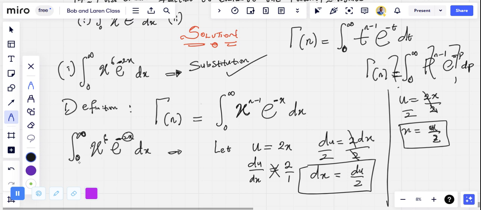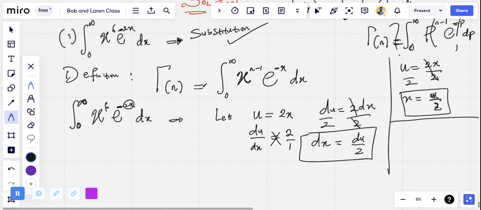So now I need to consider the limits as well. For the range, u equals 2x. That was the substitution I did, right? And this range is for x. It's changing with respect to x, right? So when x is 0, what will be the value for u? When x equals 0, what is u? When you substitute that here, you have 2 times 0, so u equals 0, which is still equivalent. So what if x equals infinity?